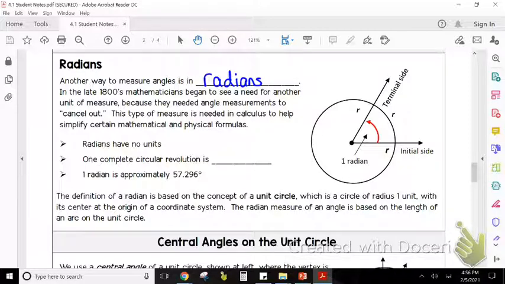One complete revolution is 2 pi, and we'll talk about why in just a minute. And just so you know, 1 radian is approximately 57.296 degrees. The definition of a radian is based on the concept of a unit circle, which is a circle that has a radius of 1 unit, with its center at the origin of the coordinate system. The radian measure of an angle is based on the length of the arc on the unit circle.